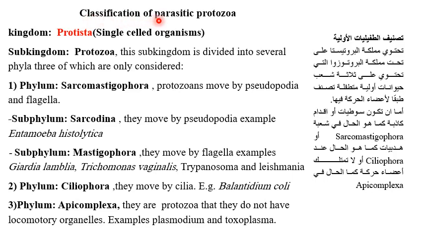Classification of parasitic protozoa. Kingdom Protista, which contains single-celled organisms, which include subkingdom Protozoa. This subkingdom is divided into several phyla, 3 of which are only considered.